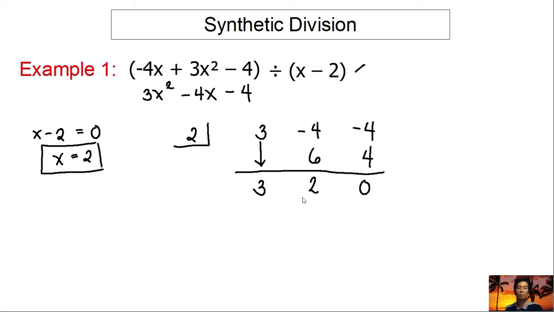So, meron po tayong 3, 2, 0 as the numbers. Now, ito po mga numbers na to ay, ang nire-represent po nito ay quotient and remainder po nyo. Yung last number, which is 0, ito po yung ating remainder.